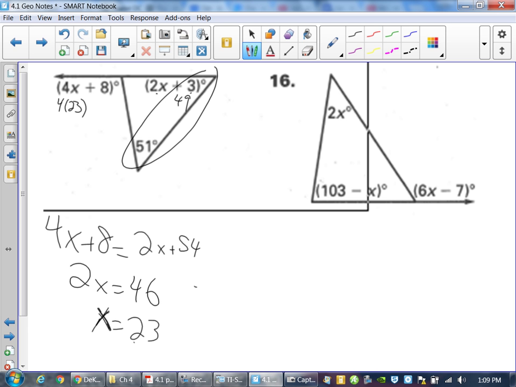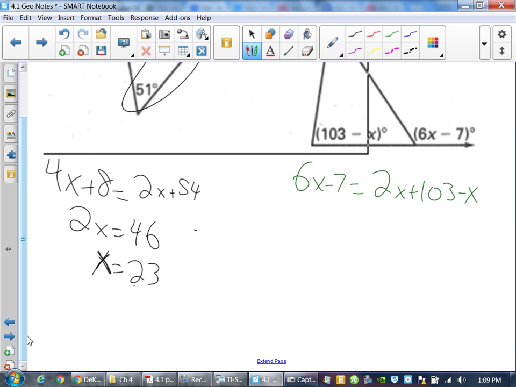Same deal on the other one. The outside angle equals the sum of the 2 it doesn't touch. Outside angle equals the 2x plus 103 minus x. You have a lot of algebra here tonight, guys. A lot of quick solve for x's here. Combine your like terms. Add the 7, subtract the 1x. We get 5x is 110. And x is 22. Hopefully it's not too bad, right?